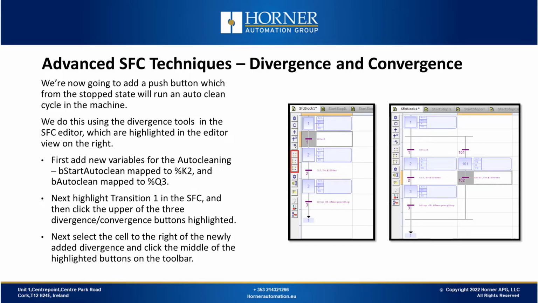So first we'll add new variables for the auto cleaning, which I'll call bStartAutoClean mapped to K2 and bAutoClean mapped to Q3. Next we'll highlight transition 1 in the SFC and then click the upper of the 3 divergence and convergence buttons highlighted. Next we'll select the cell to the right of the newly added divergence and click the middle of the highlighted buttons on the toolbar.